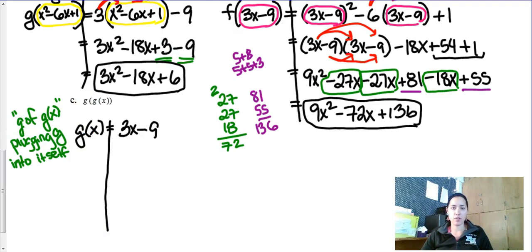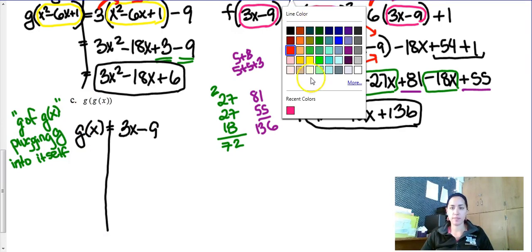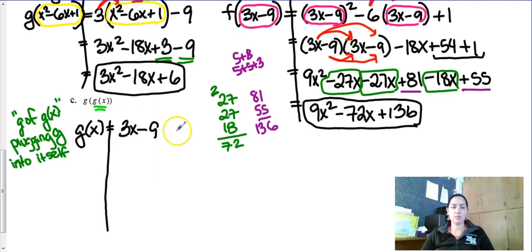What's a color I haven't used yet? I'll go get a new one. Let's do bright green. All right. So G of X, that looks too much like green. I'll stick with yellow. G of X is getting plugged in.